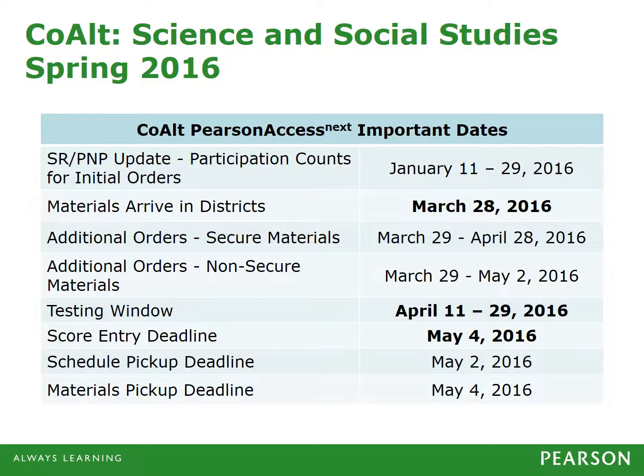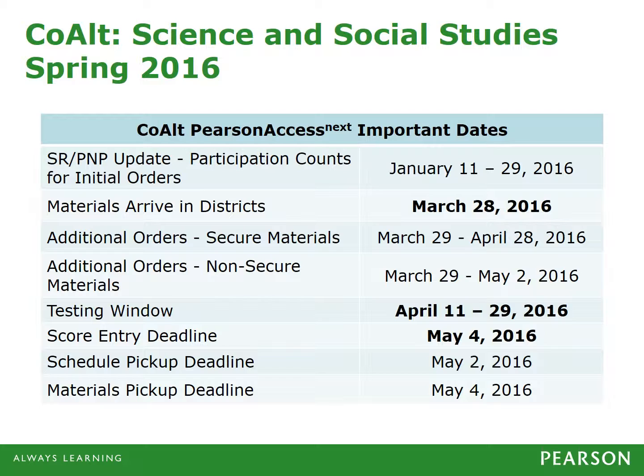You can start ordering additional materials on March 29th. The additional order window for secure materials will close on April 29th. The window for non-secure materials is open a bit longer, until May 2nd, to allow for the ordering of return shipping labels. The administration window is from April 11th through April 29th. Please note you will have an additional 3 business days after the close of the administration window to enter CoAlt scores. All CoAlt scores must be entered by Wednesday, May 4th.